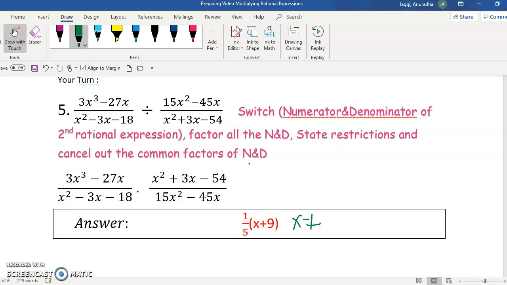x is not equal to what, x is not equal to what, however many restrictions there are. You can do this question and discuss it in the live session with me if you did not get it. Even if you get the answer right, just confirm what the restrictions are. And I hope you found this video useful.